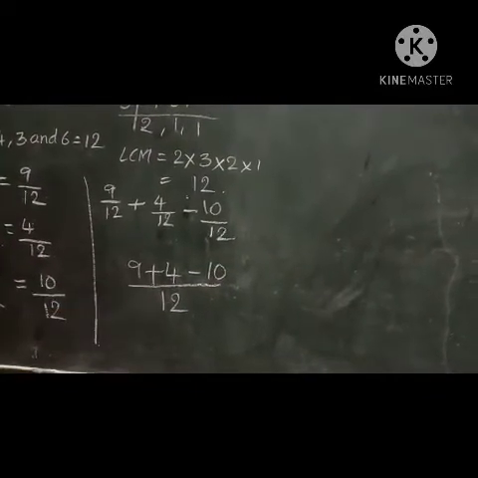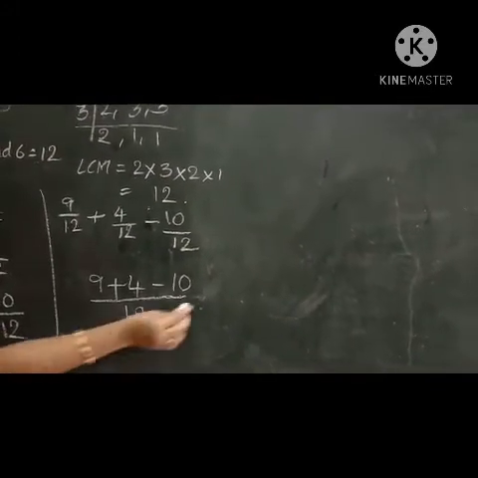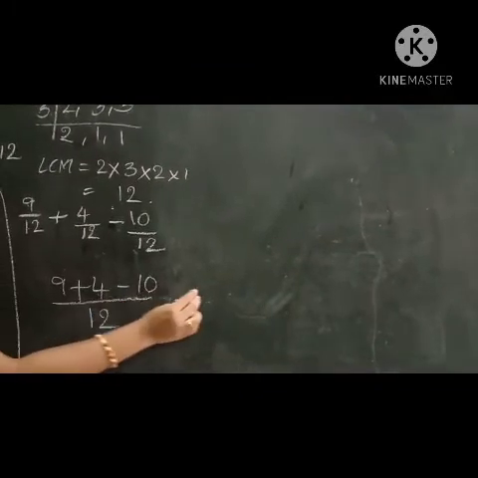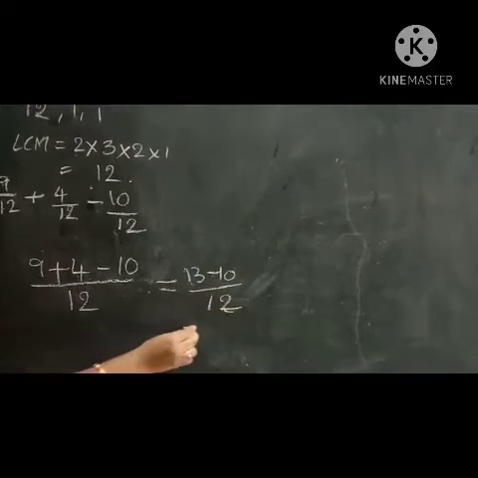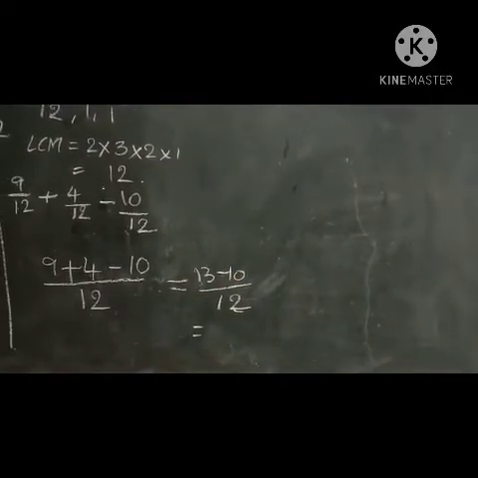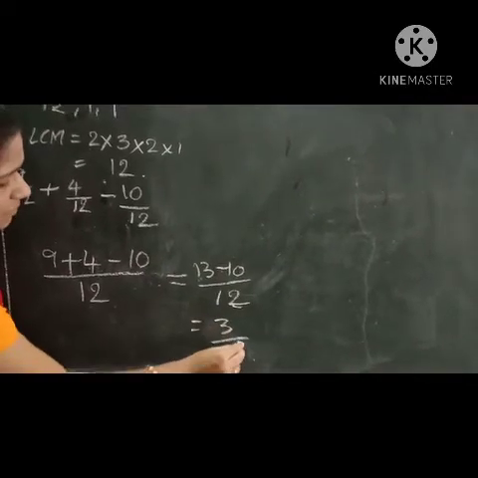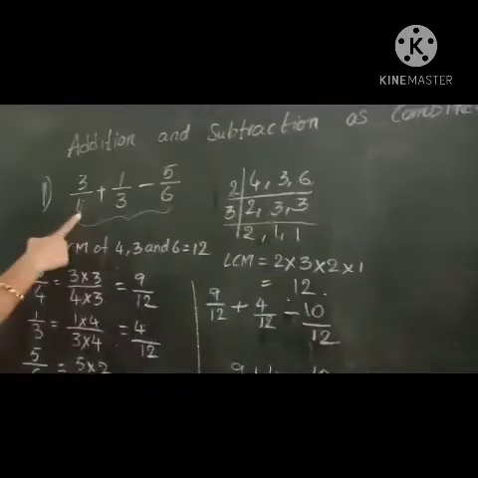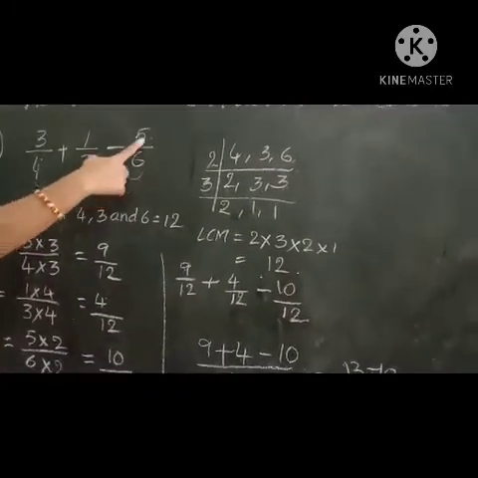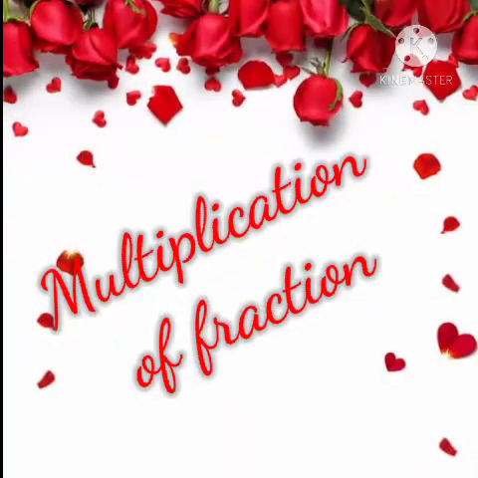Okay. 9 plus 4 is equal to how much? 9 plus 4 is equal to 13. 13 minus 10 by 12. 13 minus 10 is equal to how much? After 10, 11, 12, 13. So 3. 3 by 12. What is the answer here, children? 3 by 12. So 3 by 4 plus 1 by 3 minus 5 by 6 equals which number? 3 by 12.